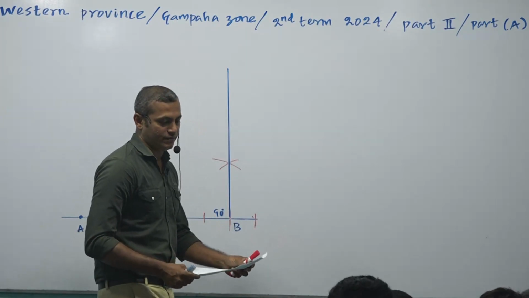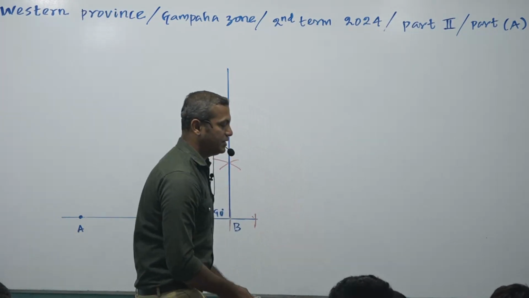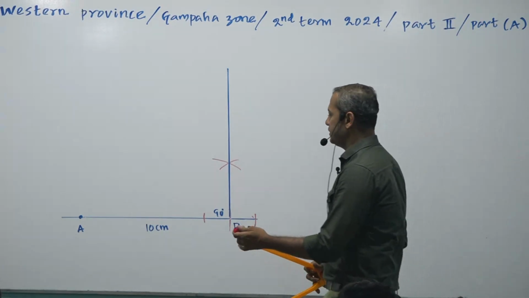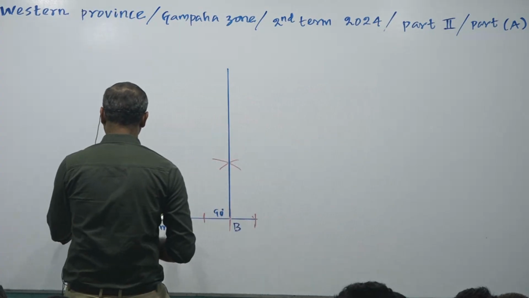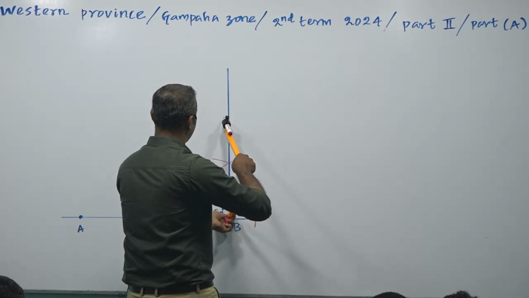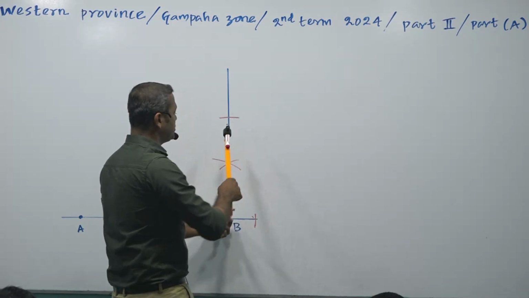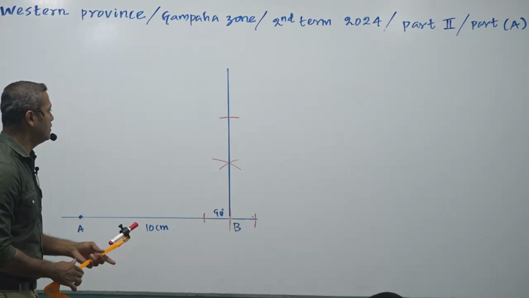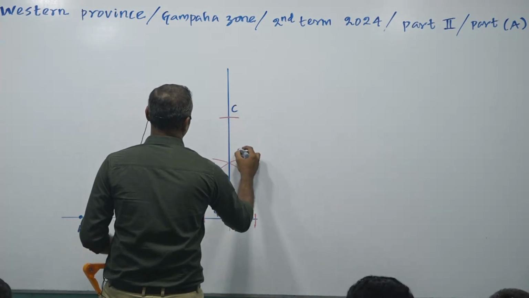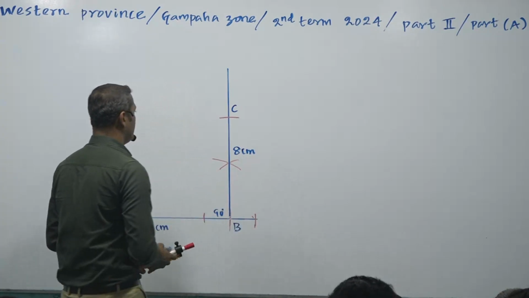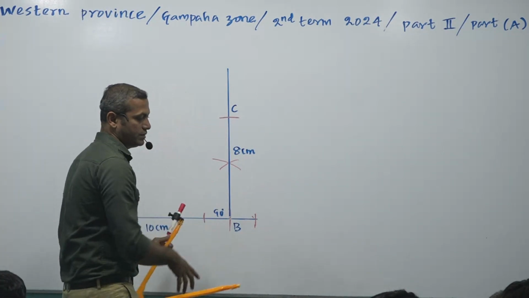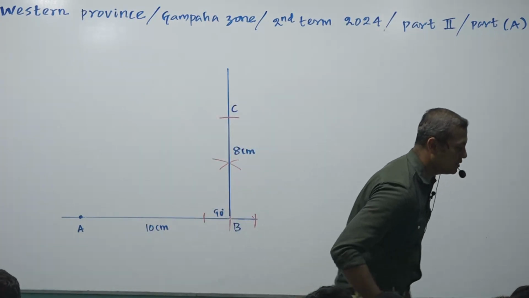BC is 8 centimeter. Then measure 8 centimeter in the compass and have a cut from B. Then BC is 8 centimeters. Complete the triangle by joining AC.